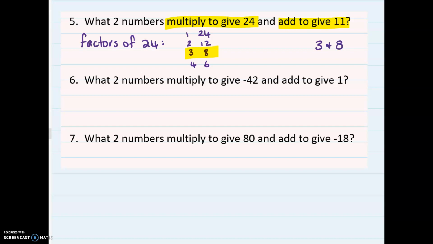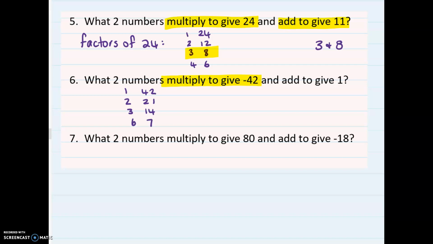Okay, that's okay if they're all positive. That works out nicely. Sometimes people find it a little bit trickier if you've got a negative. So in number 6, two numbers that multiply to give negative 42. So if you get a negative answer, you've got one positive, one negative. So if I think about 42, I've got 1 and 42. I'm going to ignore the negative for now because I know one of them would have to be negative. I've got 2 lots of 21, 3 lots of 14. 4 not going into it. 5 doesn't divide in, but 6 times 7.